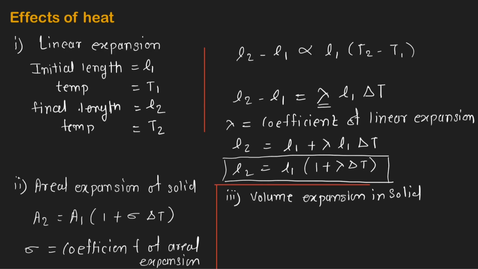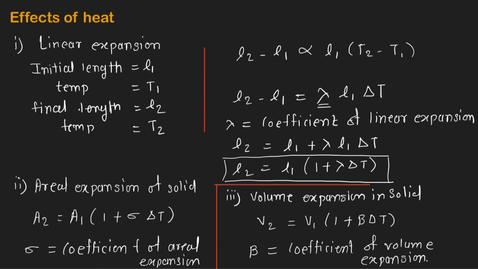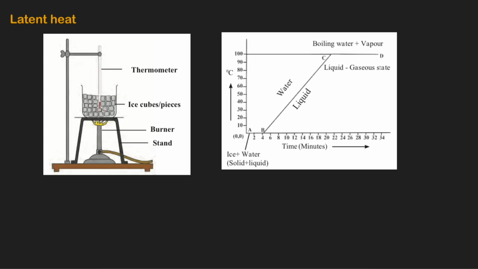In a solid, the equation of volume expansion is V2 is equal to V1 into the bracket 1 plus beta delta T. Here beta is the coefficient of volume expansion. Okay.